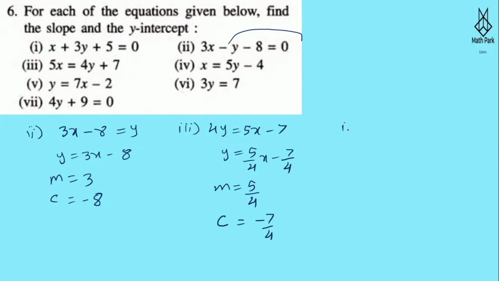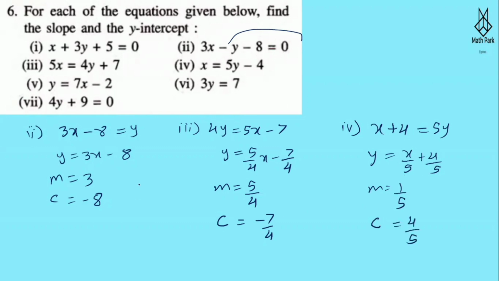The fourth one is x is equal to 5y minus 4. So let us take x, minus 4 comes here, plus 4, is equal to 5y. So y is equal to, let us divide by 5 on each, x upon 5 plus 4 upon 5. So m is equal to the coefficient of x, which is 1 upon 5, and the y-intercept c is 4 by 5. Got it? Now let us do the fifth one.